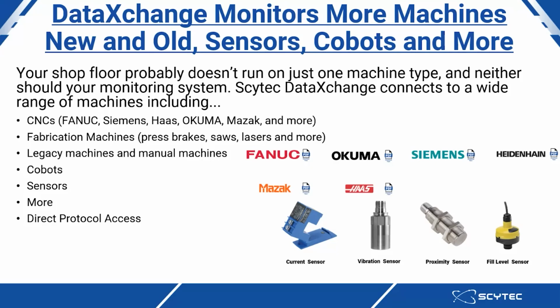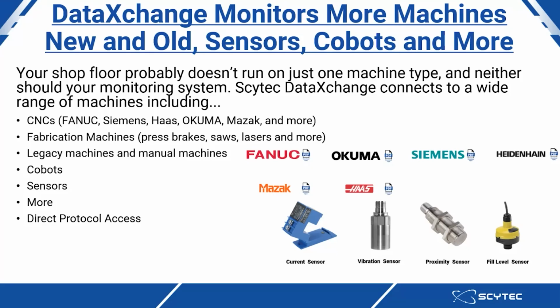Some of the sensor types that you can see down there in the right corner include current sensors, vibration sensors, proximity and fill level sensors. But we also have clients that connect to sensors such as temperature and humidity. A use case for the humidity is that we have a client that monitors the humidity in their environment. And if things get too humid and can warp some of their raw materials, they will shut that down from a notification that can be sent via DataXchange.